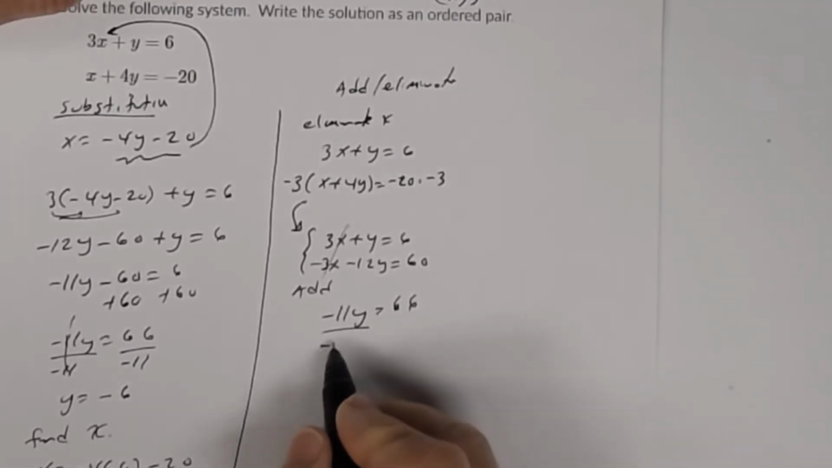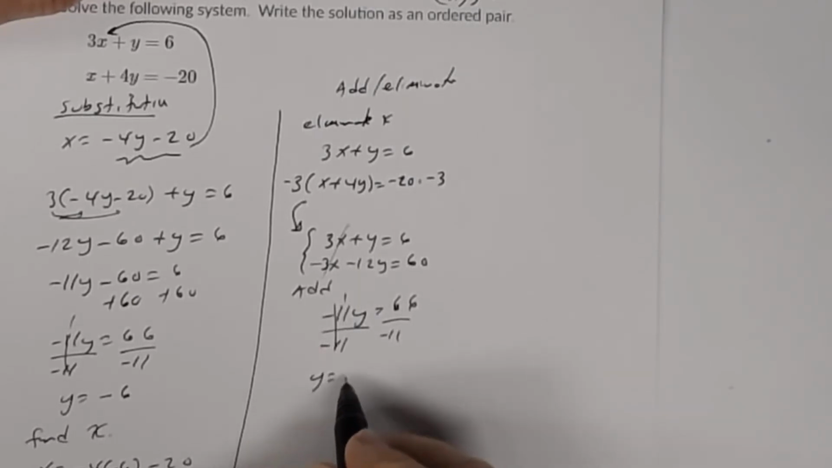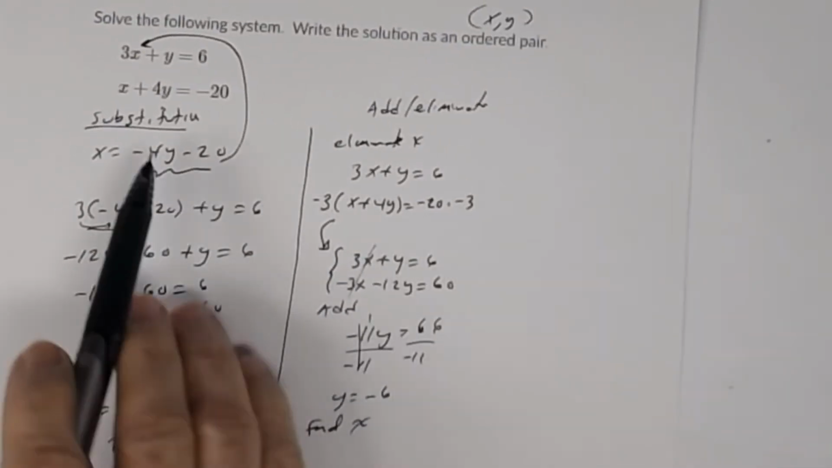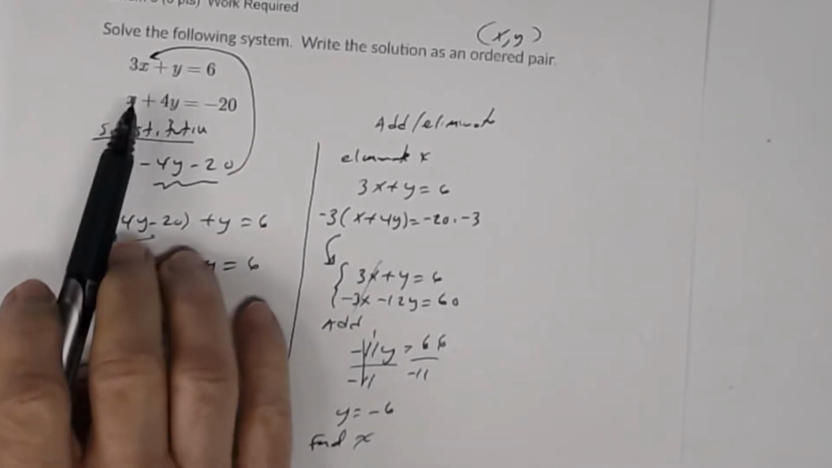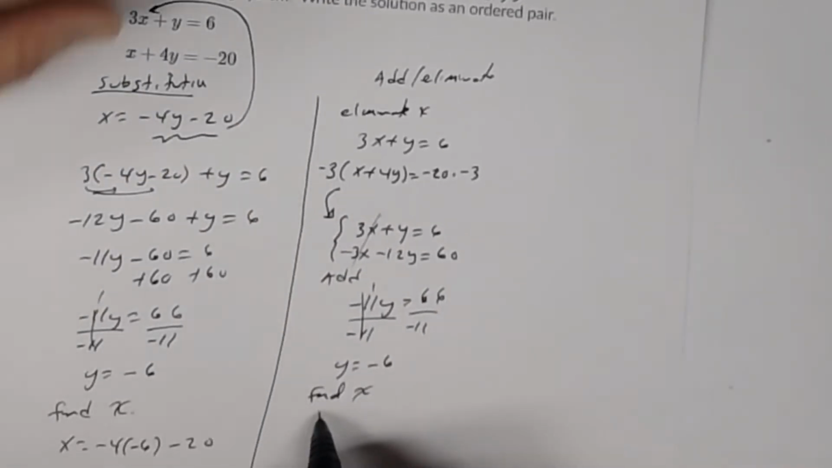Okay, dividing both sides by negative 11, I get y to be negative 6. So that's the y value. Now we've got to find x. To find x, you have to go back to one of the original equations. So let's go back to the first one.